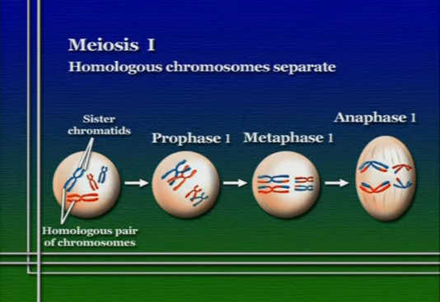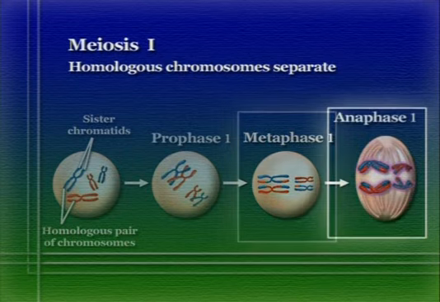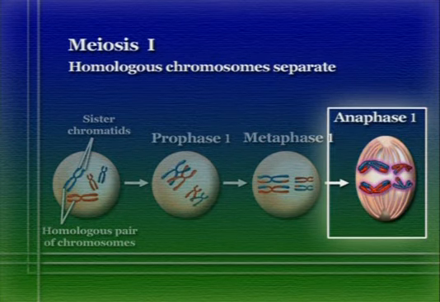Homologous pairs of chromosomes, those are the copies of the same chromosome type, the homologs that you inherit separately from your 2 parents. Those homologous pairs line up at the middle of the cell during the first metaphase, and the 2 homologs are separated into daughter cells when that first meiotic division is completed.